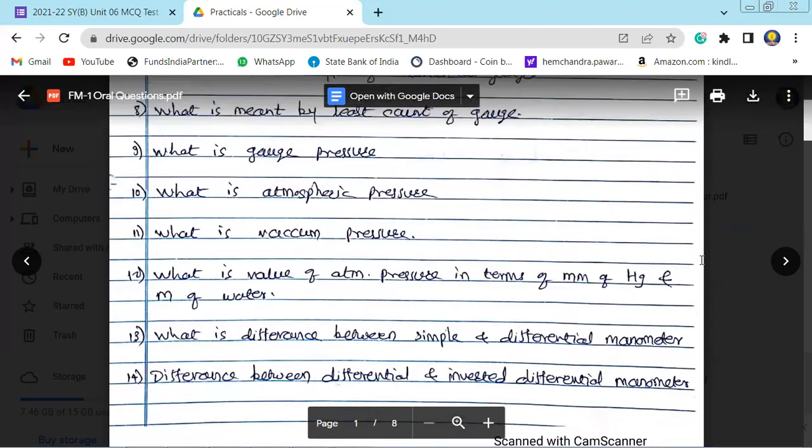What is atmospheric pressure? What is vacuum pressure? What is the value of atmospheric pressure in terms of mm of Hg and meter of water? What is the difference between simple and differential manometers? Then difference between differential and inverted differential manometer.